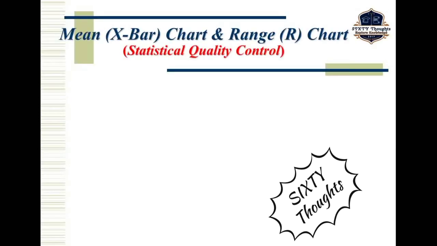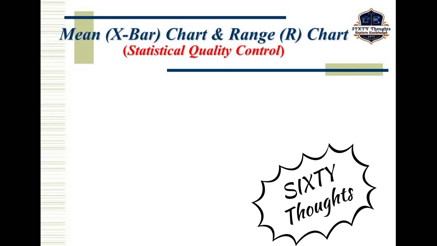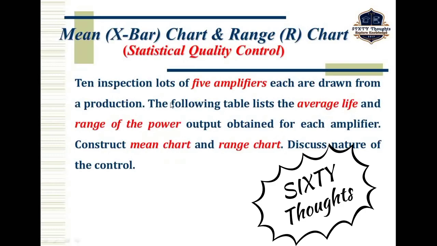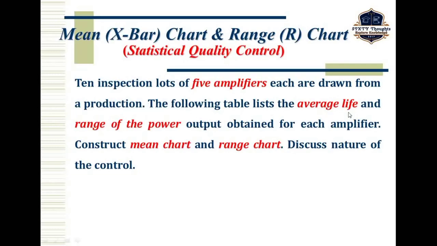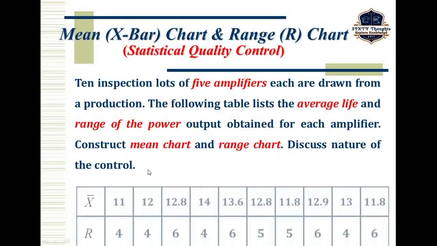In this video lecture, we will discuss how to find a mean chart and a range chart by using the statistical quality control method. Let us consider one real life application. 10 inspection lots of 5 amplifiers each are drawn from a production. The following table lists the average life and range of the power output obtained for each amplifier. Construct the mean chart and the range chart and also discuss the nature of the control.